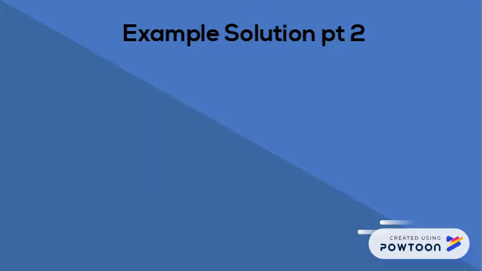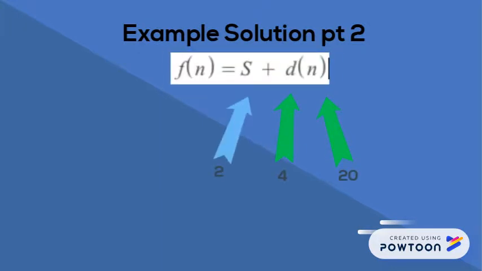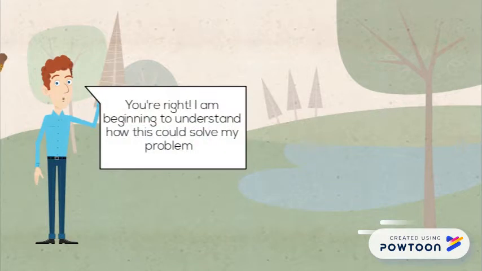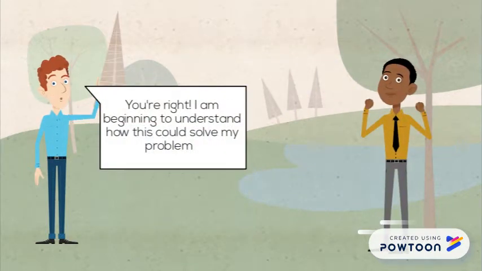Now we have to plug in the values. So S, which is the first term, is 2 because it starts off as 2 before the difference was added once. D, the difference, is 4. N, we are looking for the 20th value, so it is 20. You're right, I'm beginning to understand how this could solve my problem.